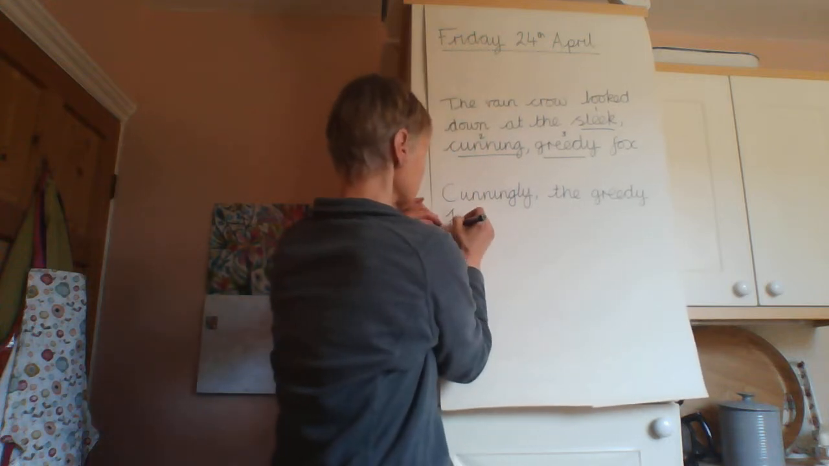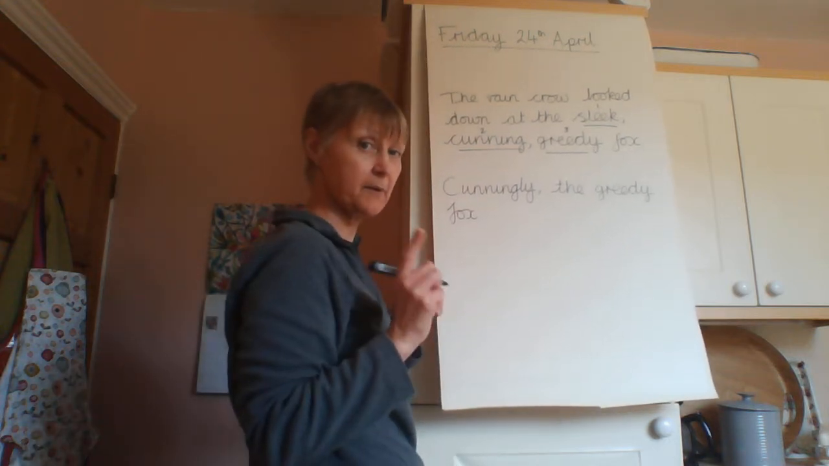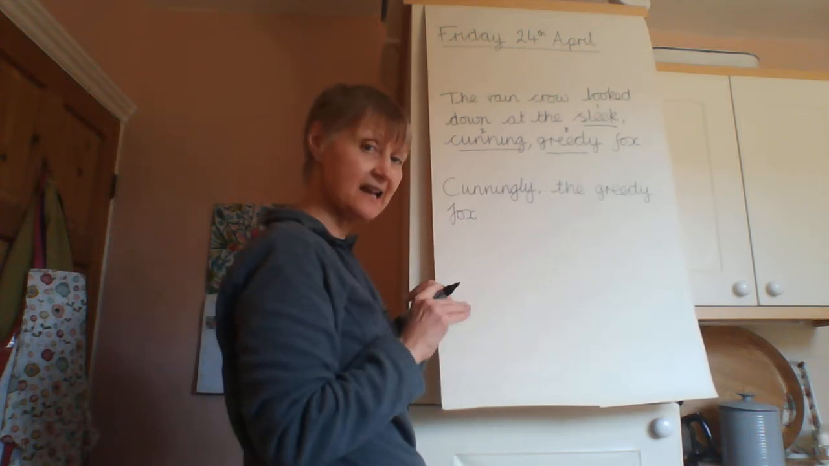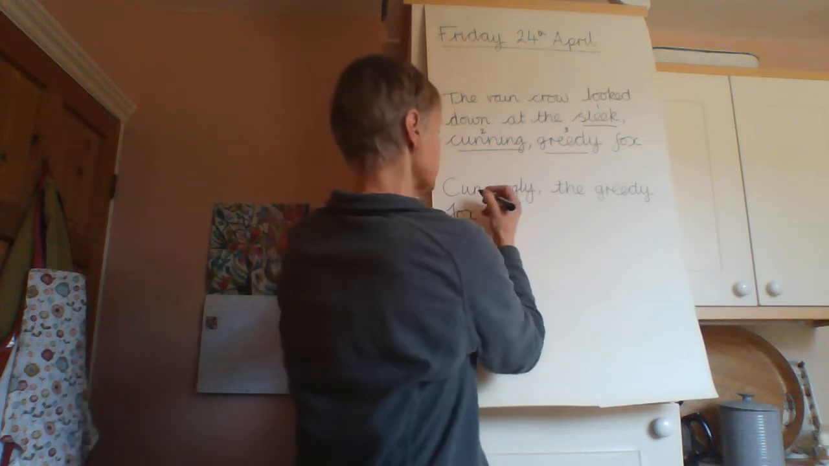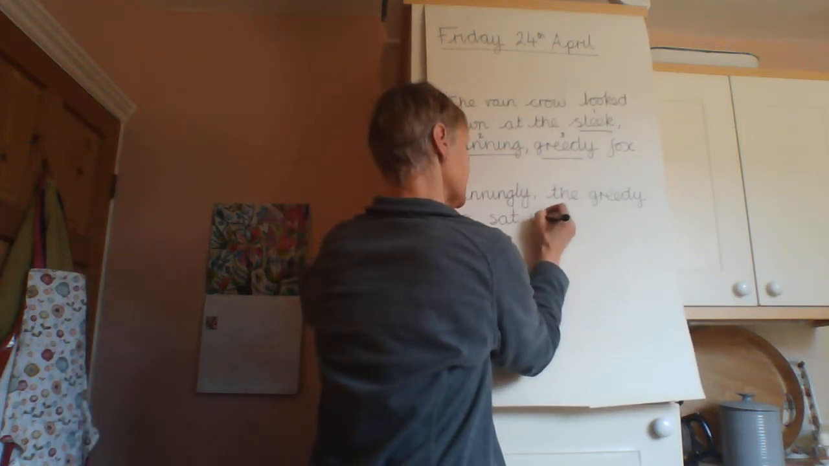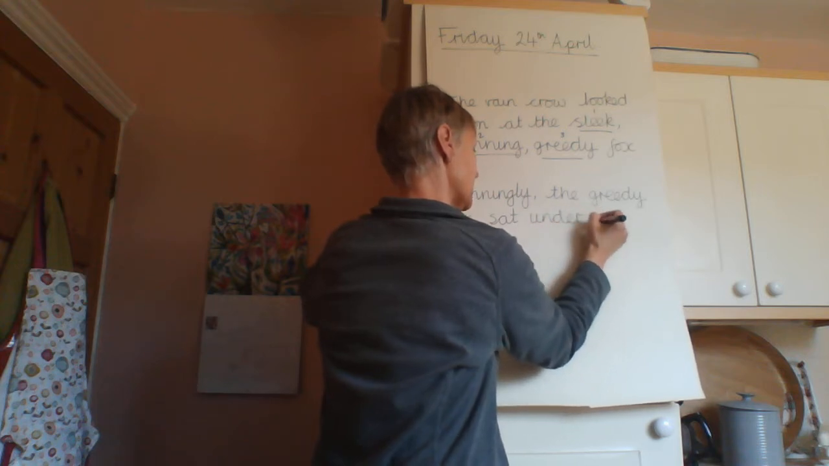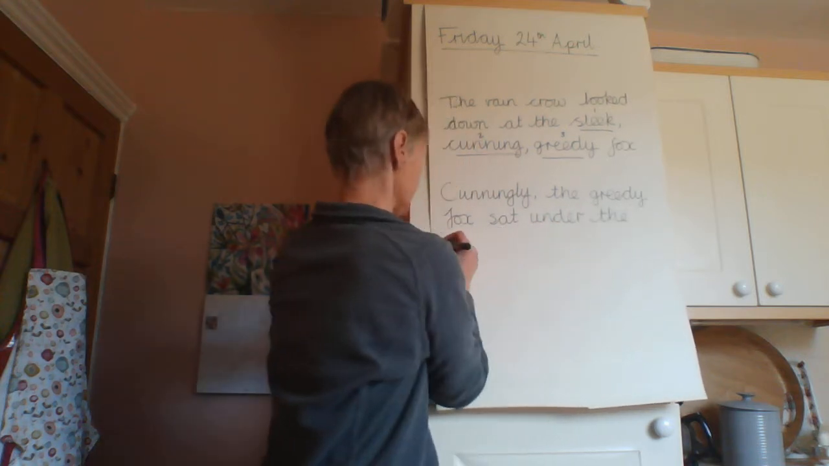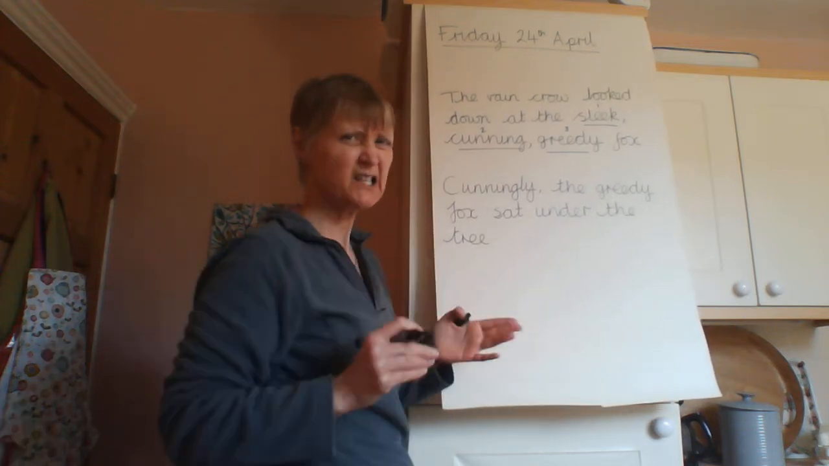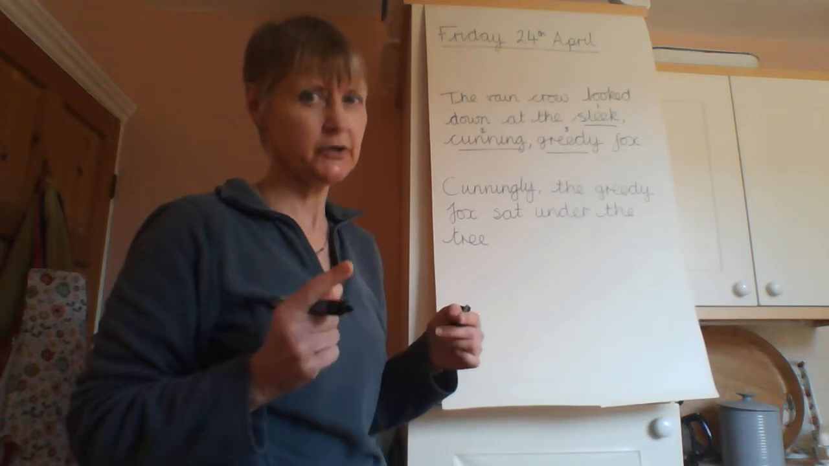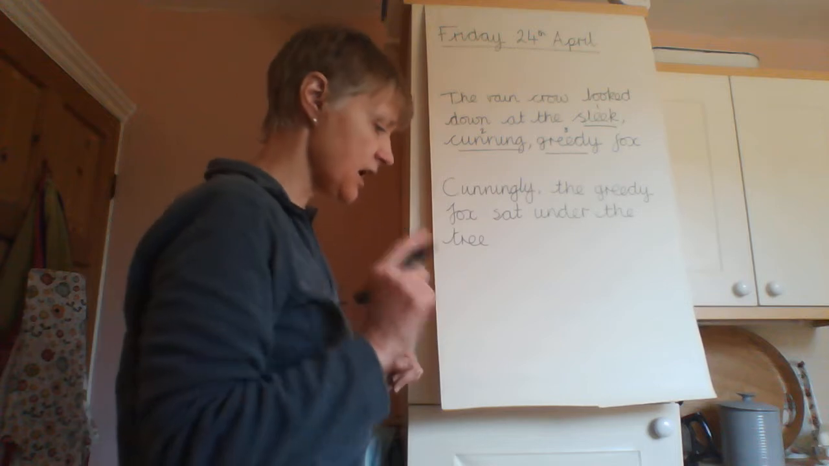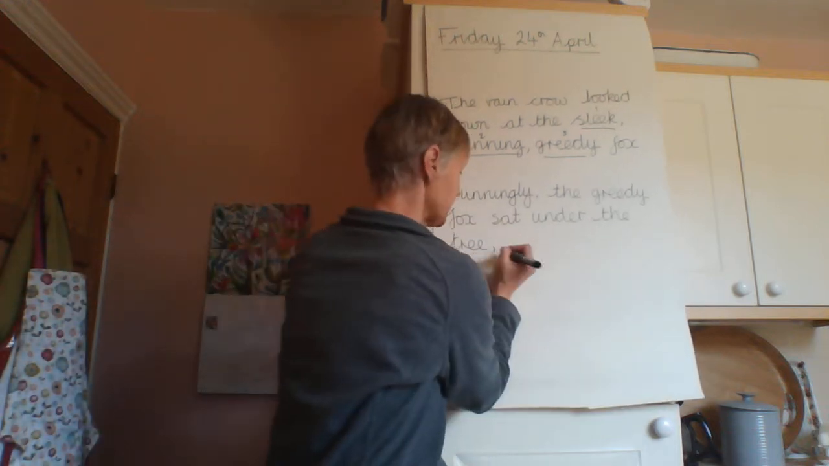I've got to think of three things that the fox does for my power of three. The greedy fox, so number one is going to be sat under the tree that the crow was in. So cunningly, the greedy fox sat under the tree. I'm not going to describe the tree because it's quite a long sentence anyway. Don't want to make it too hard for my reader to read. So cunningly, the greedy fox sat under the tree. That's my number one.